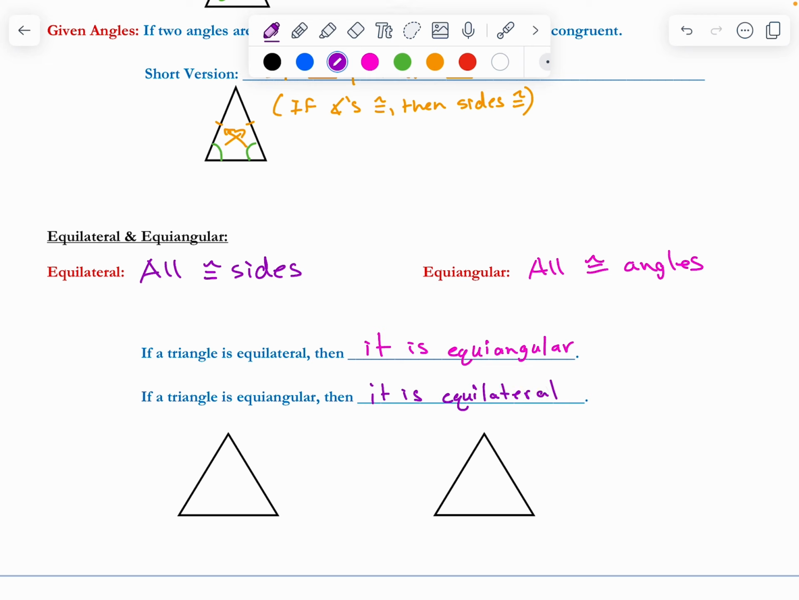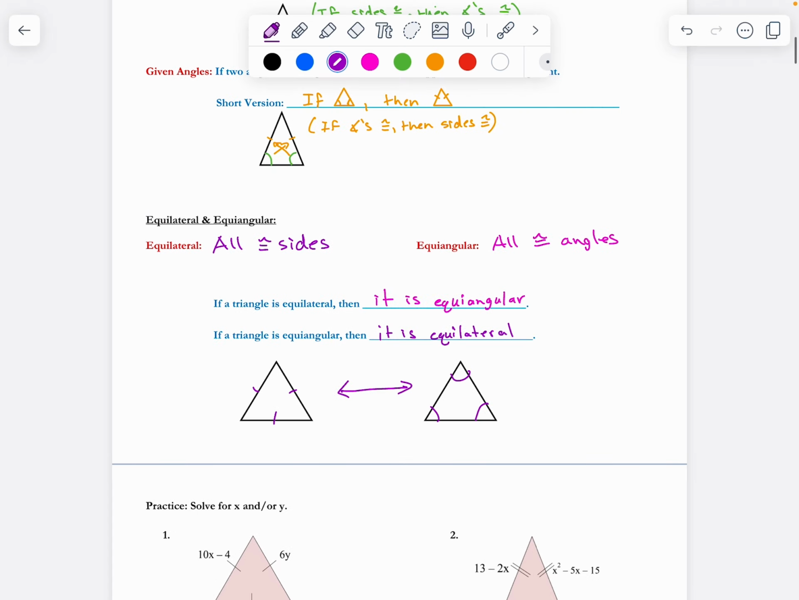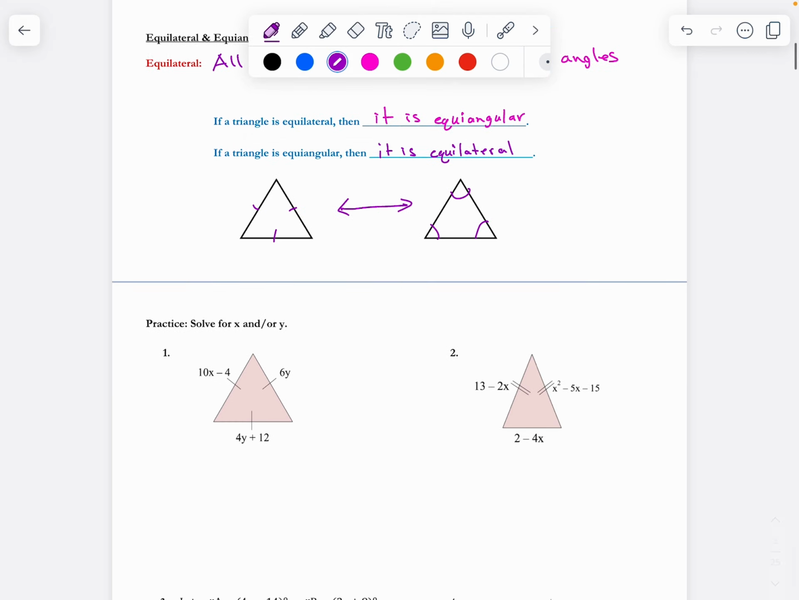So if I have all equal sides, then we will have all equal angles. And if we have all equal angles, then we will have all equal sides. Or all congruent sides, I should say. This is another one of my special triangles.